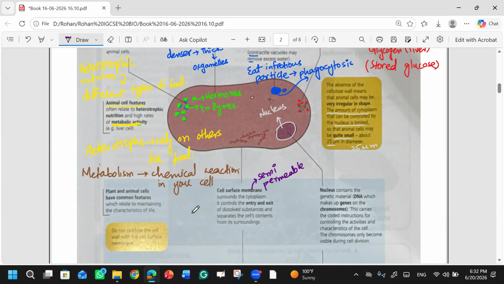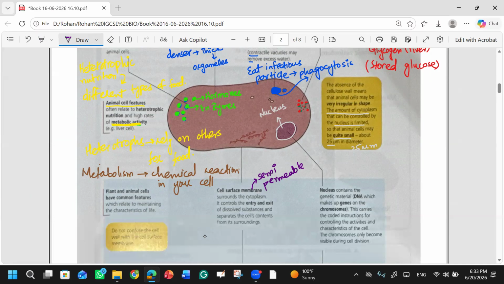The cell surface membrane surrounds the cytoplasm. It controls the entry and exit of dissolved substances and separates the cell contents from the surrounding. What are the two functions? First, the cell membrane separates the internal environment of the cell from the external surrounding. Second, it allows only few substances to pass through. It is semi-permeable in nature.